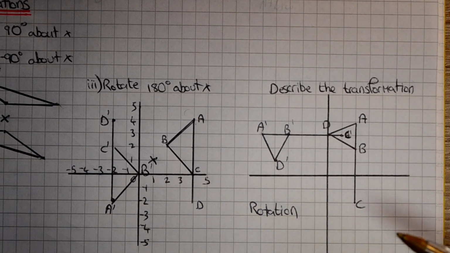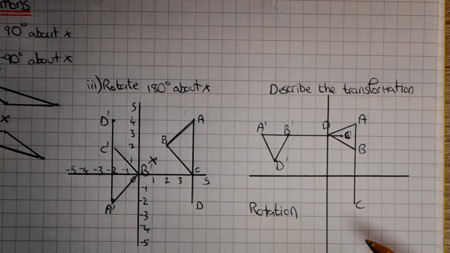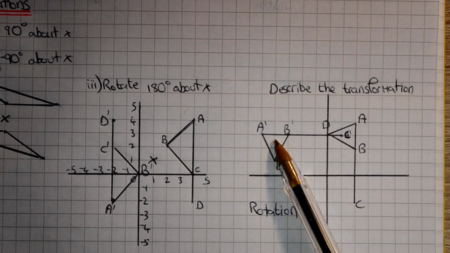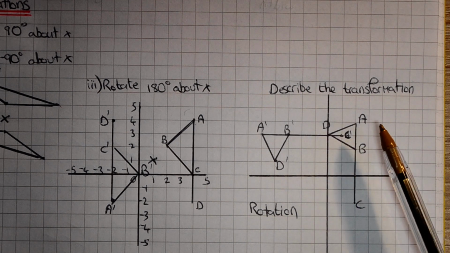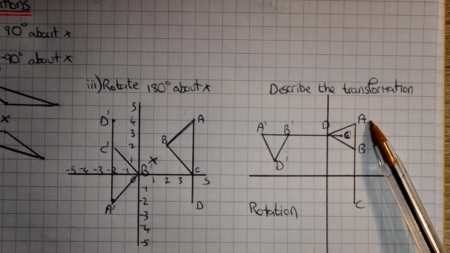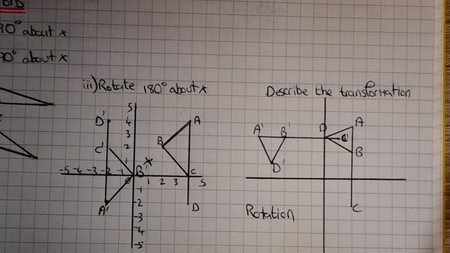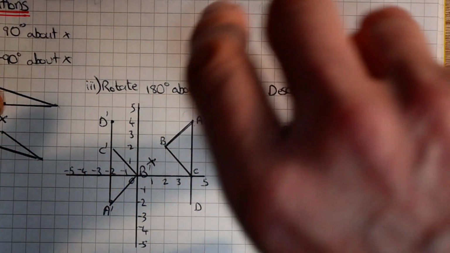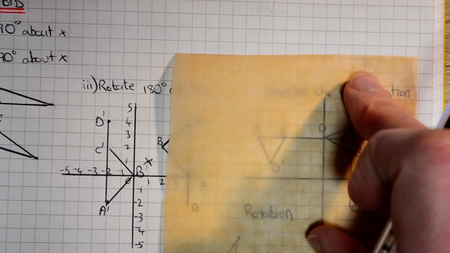Now we usually use the word object to talk about the shape that's drawn first, and then the transformation of it is the image. So this is the object, this is the image. How do we know? It's because the convention is that for the object the letters are written like this, and for the image they have the dash. So we can see that it's been transformed, it's been rotated around like that. Let's check with our tracing paper, just so we can see.